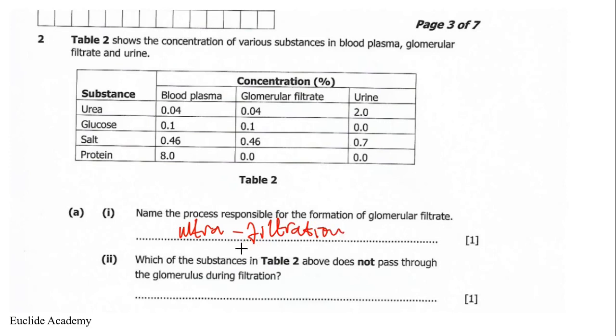So in the biology class, when you register for lessons, we completely answer for you this topic, ultrafiltration. We define for you and we talk about how it comes about and most of the issues involved with ultrafiltration. So anyway, the process responsible for the formation of glomerular filtrate in the kidneys is ultrafiltration. Which of the substances in table 2 above does not pass through the glomerulus during filtration?